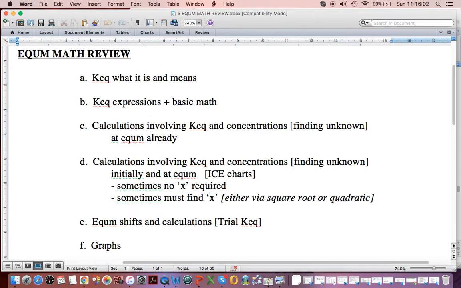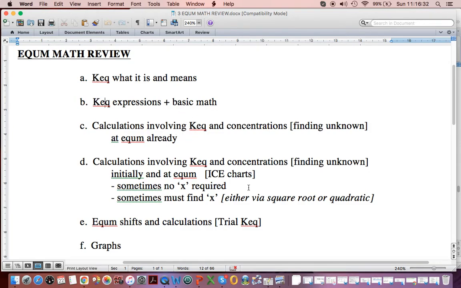For B and C, it involves questions where we're already at equilibrium. In the first case, it's really talking about if I give you the concentration of all the materials, you could work out the value of KQ. In case C, I give you all of the concentrations but one, and I give you a KQ, and you solve for the unknown concentration. But the key is, for B and C, you're already at equilibrium.